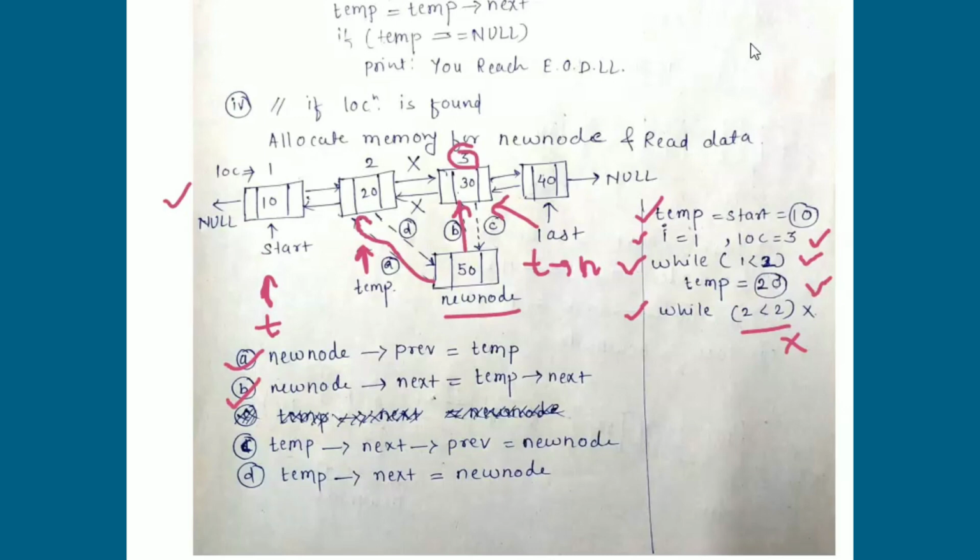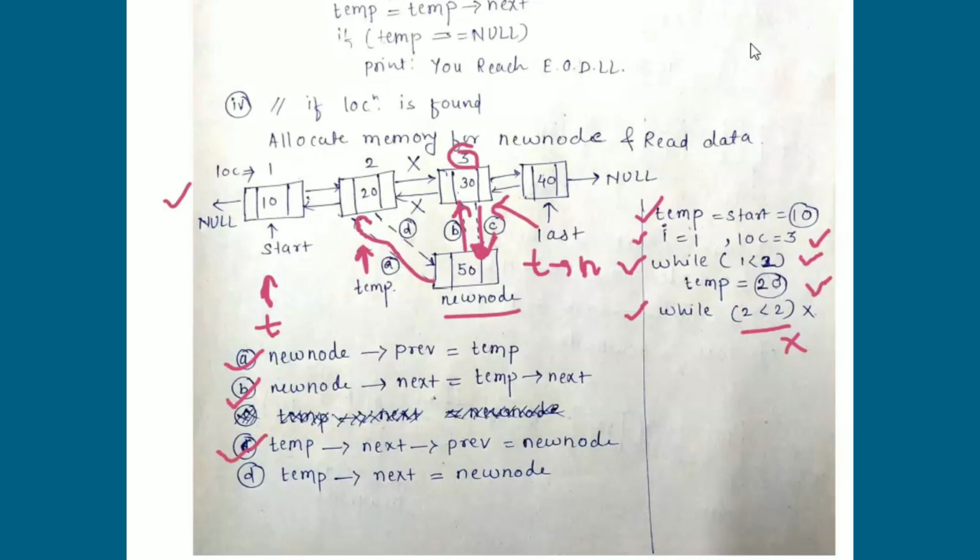After that, before adding 50, 30 previous value is 20, but after adding 50, I want to show 30 previous value as 50. So how to identify 30? 30 is identified as temp next, and now I want to set its previous pointer, so I can make a statement: temp next previous equal to new node. Temp next previous equal to new node. So that was the third statement.